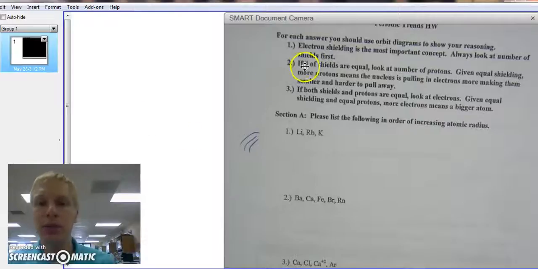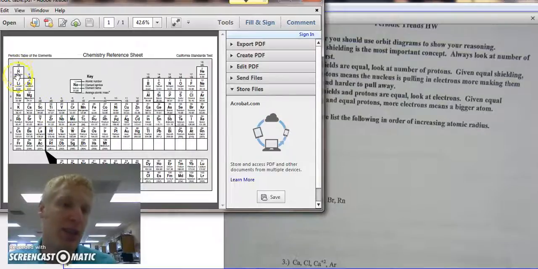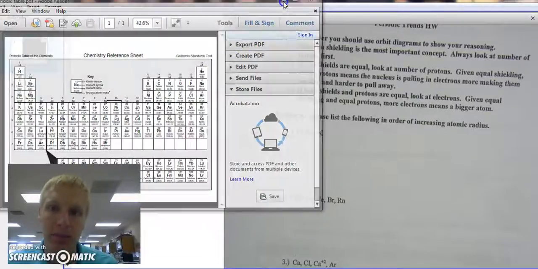And we have three rules. First rule is electron shielding is the most important concept. Always look at the number of shields first. Basically what that's saying is the number of shields is which row on the periodic table it is. The lower it is, the more electrons there are going to be between those outer electrons and the nucleus.